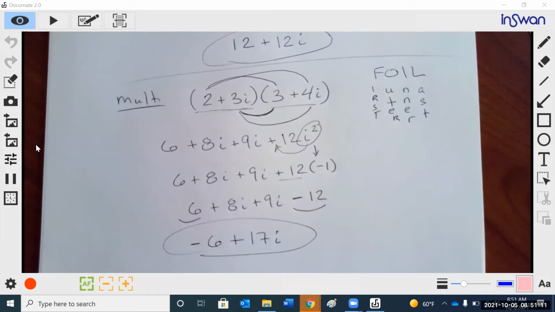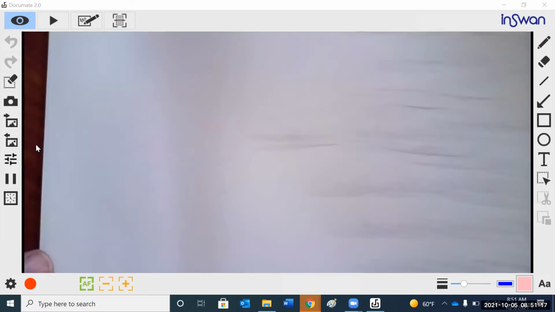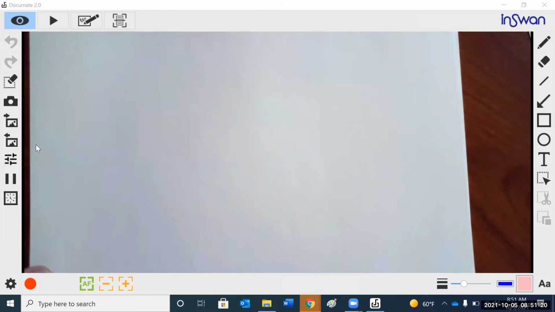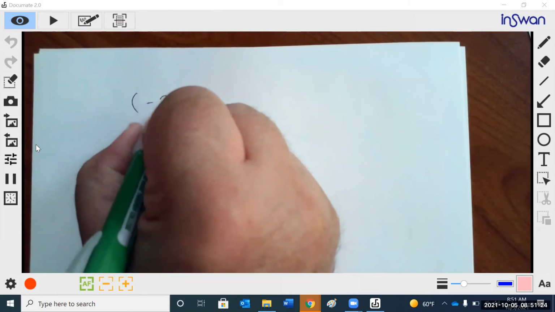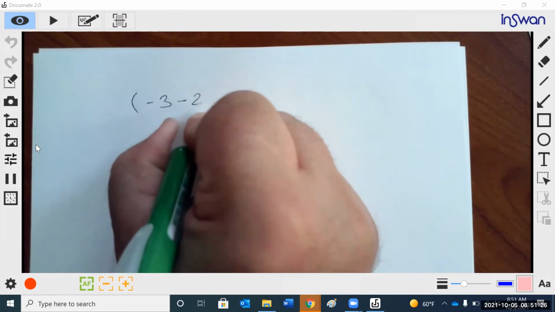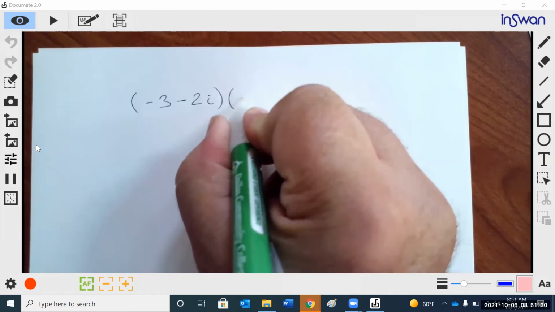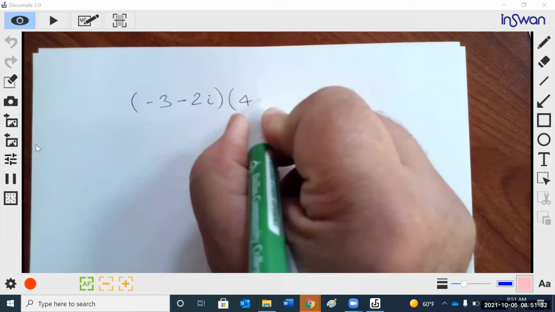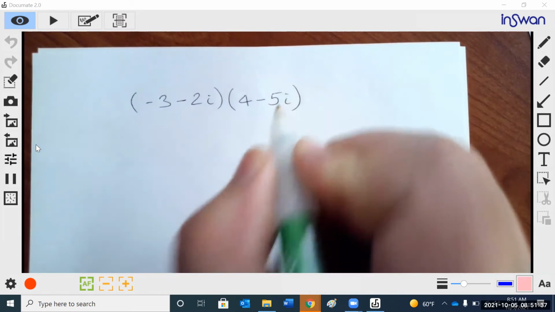Want to do another one? Let's do one more. Actually, a couple more. Negative 3 minus 2i times 4 minus 5i.